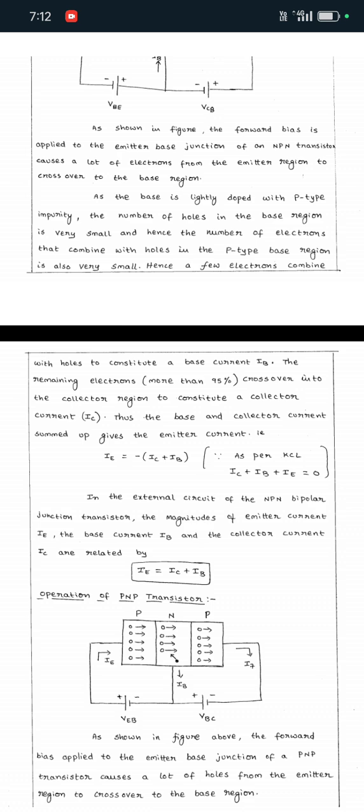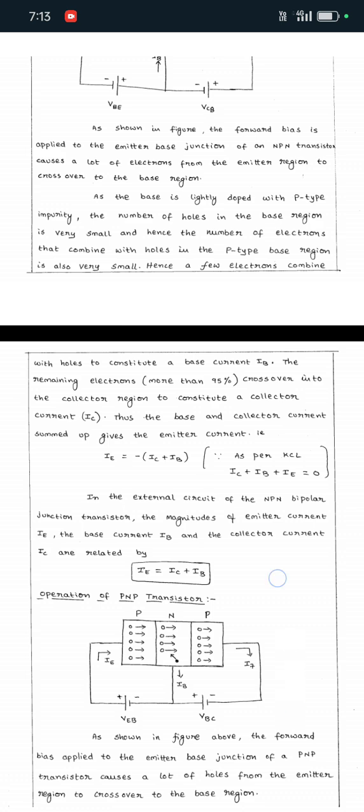In the external circuit of the NPN bipolar junction transistor, the magnitude of the emitter current is denoted by IE, the base current is denoted by IB, and the collector current is denoted by IC. Hence IE equals collector current plus base current. Emitter current is equal to the sum of collector current and base current. Okay, so as per the KCL law, the sum of IE minus IC minus IB equals 0.